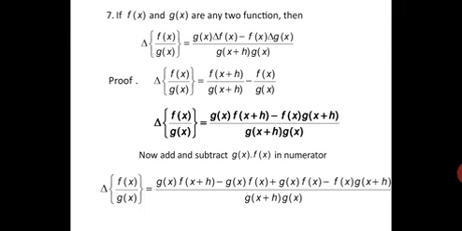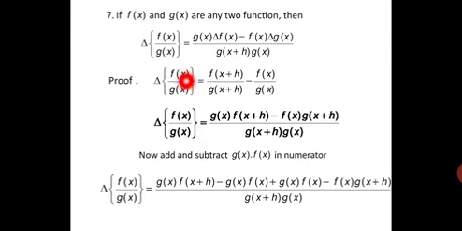Now the next problem. If f of x and g of x are any two functions, then I have to show, if you divide the two functions and then apply the forward difference delta, then its solution will be like this. Okay. Now we will see this proof. Let us consider the LHS, delta of f of x divided by g of x. Now I will think of this as a function. Now apply the forward difference formula for this part.